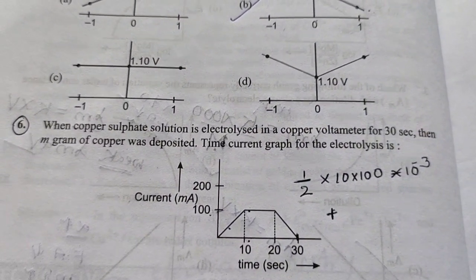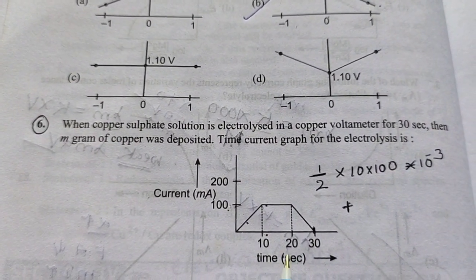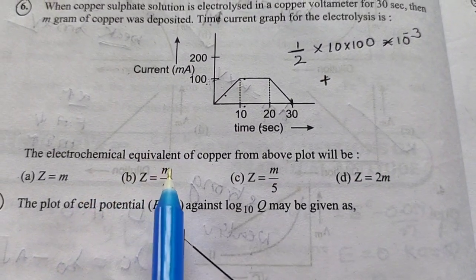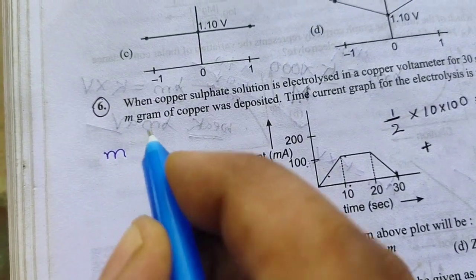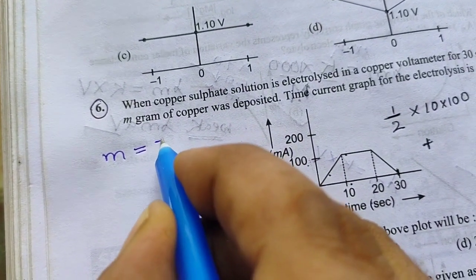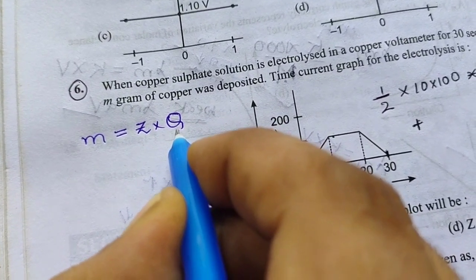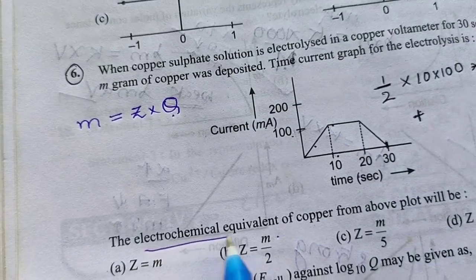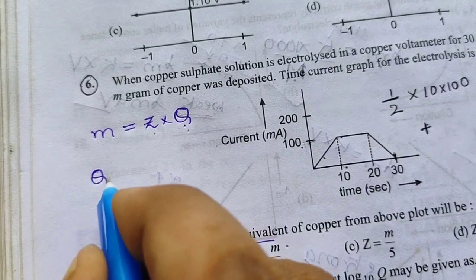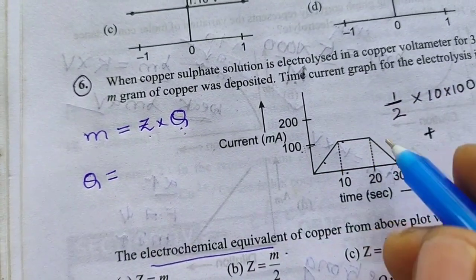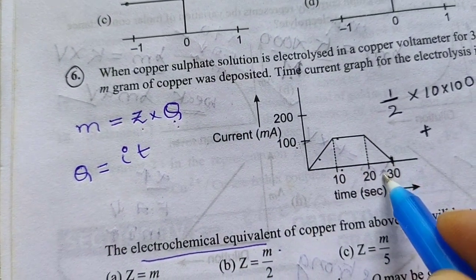So next, a very important graph: the graph between current and time. How to calculate the electrochemical equivalent? What is the relation, students? M equal to Z into Q, where Z is the electrochemical equivalent. You know the Q value, so you can easily calculate Z. Here Q equals the area of this graph. Q equals current into time. So current is given, time is given.